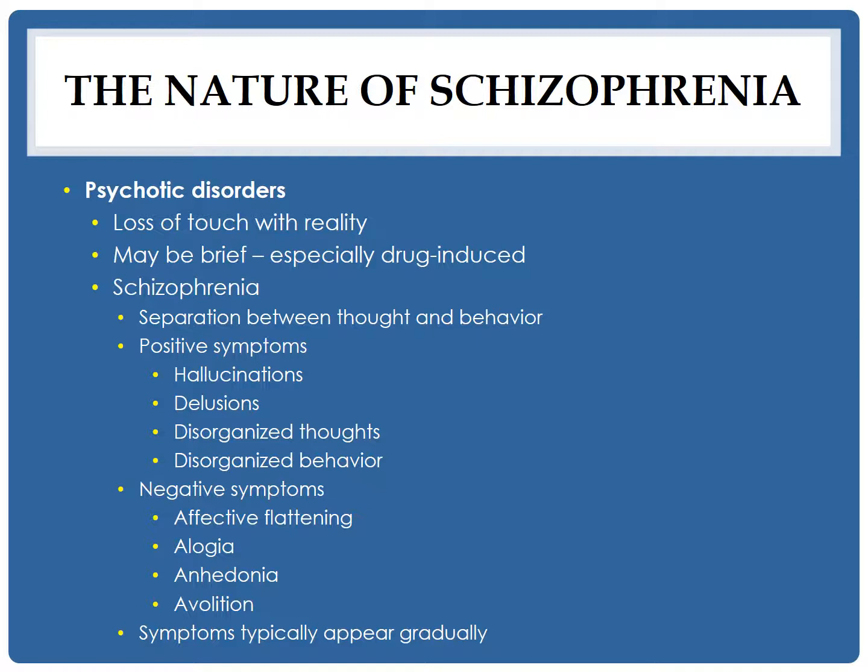Alogia is a lack of words or speaking. They're withdrawn and they don't talk. Anhedonia we've already discussed, but it's a loss of interest or pleasure in activities that a person normally enjoyed. And avolition is a lack of motivation. It's where somebody just wants to sit there all day or for a long time without really doing anything. These symptoms most often appear gradually over the course of years even.